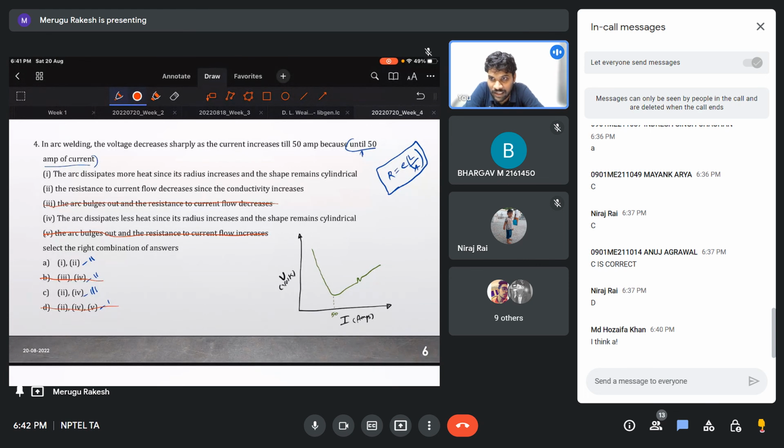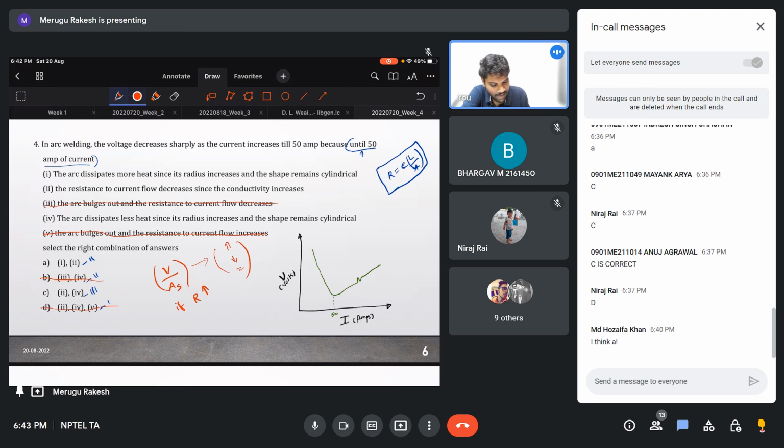Statement 1: the arc dissipates more heat since its radius increases and the shape remains cylindrical. If you remember in casting, the volume to area ratio, so if the radius is increasing, what happens to the volume to area ratio? Increase, decrease, same? The same concept you can apply here. The area I am taking here is the surface area, of course. Can anyone answer?